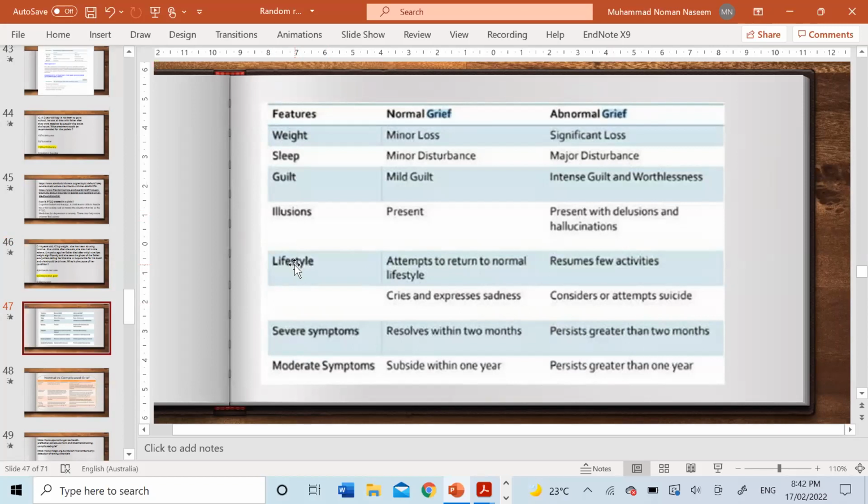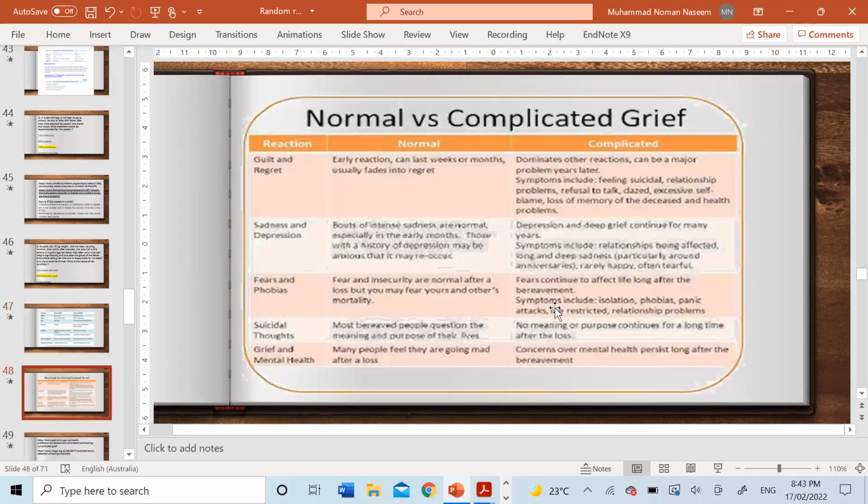And the normal grief patient expresses. The abnormal grief patient keeps everything inside and attempts suicide because of it, because they are not sharing their emotional instability with anyone. Severe symptoms last more than 2 months. Moderate symptoms persist greater than 1 year. And in normal grief, it subsides within 1 year.